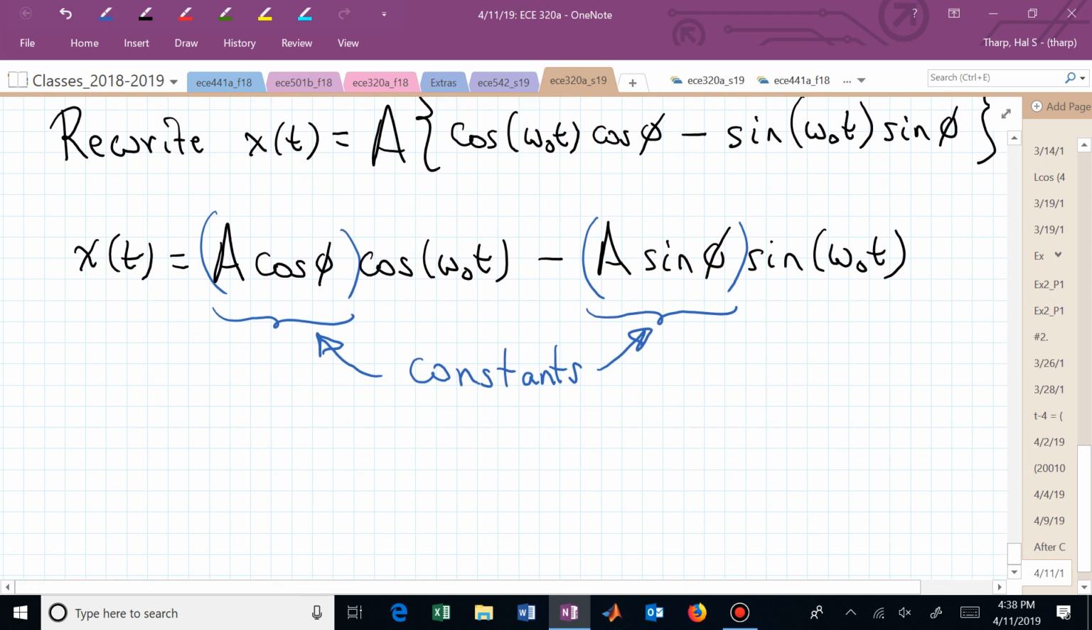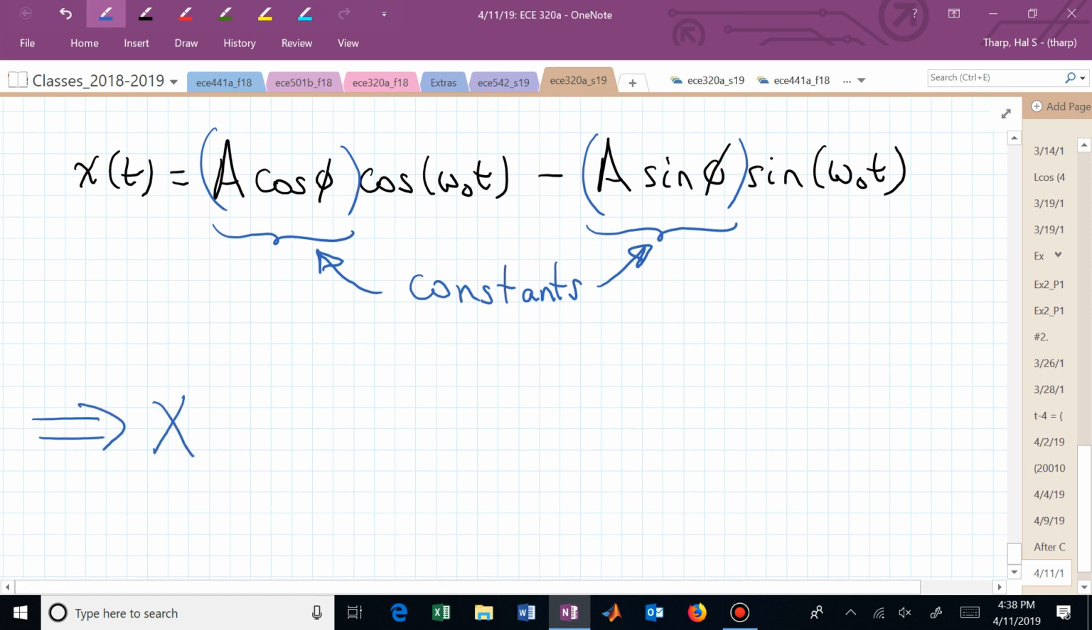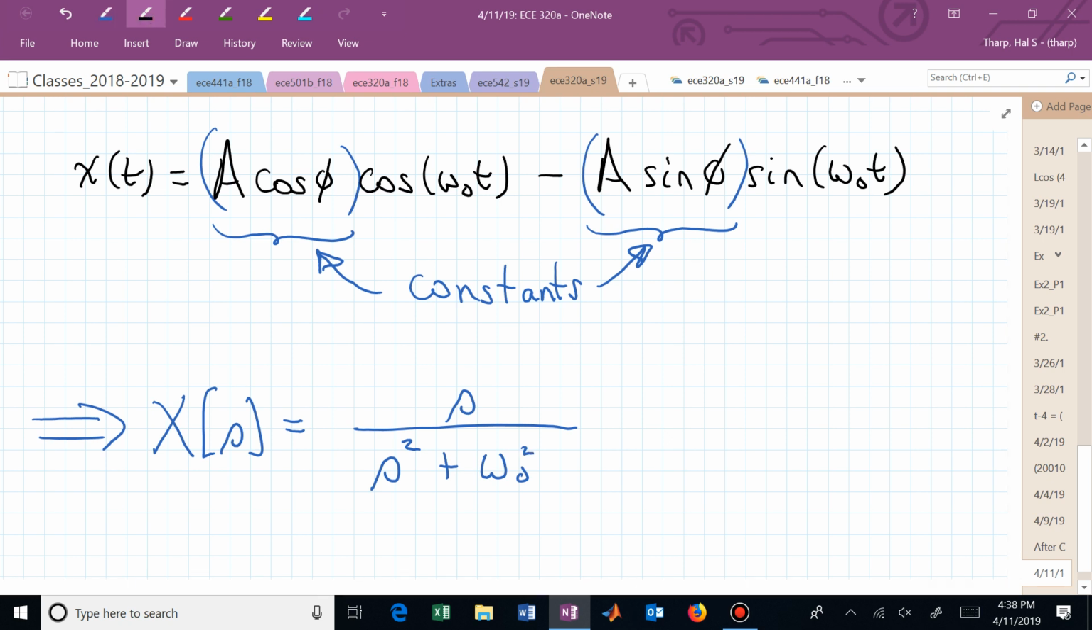But now can you Laplace transform that? If you keep these as just constants, I'm just asking you what's the Laplace transform of a cosine and what's the Laplace transform of a sine. Or now you can say capital X of s is equal to, what's the Laplace transform of a cosine? s over s squared plus the frequency squared. So this is now s over s squared plus omega naught squared, but we said we had a constant of A cosine phi scaling that.